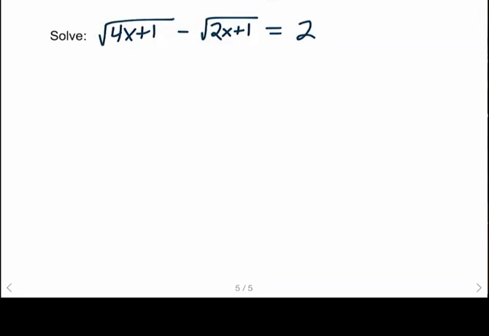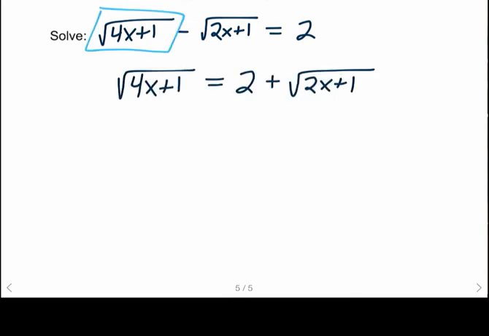Last, I have an example I'd like for you to work. It's the square root of 4x plus 1 minus the square root of 2x plus 1 is equal to 2. You'll find this is similar to an example you saw a couple of examples ago, but I'd like for you to pause the video and work this out on your own.